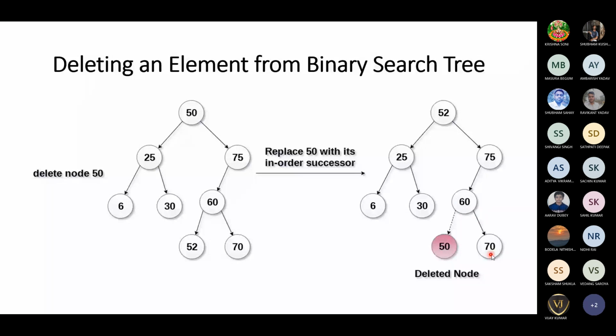This is correct. Now, is this correct? This is correct only, right? So 75, 60, 70 are greater than 52. 25, 6, 30 are less than 52. This is correct. Now, this is the binary search tree property: how an element is deleted by replacing it with the in order successor, that is the right subtree minimum element. Right subtree minimum element. Okay.